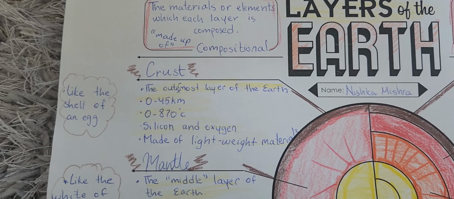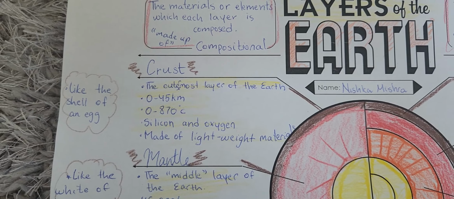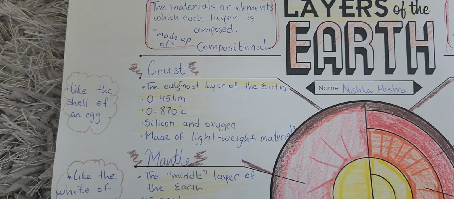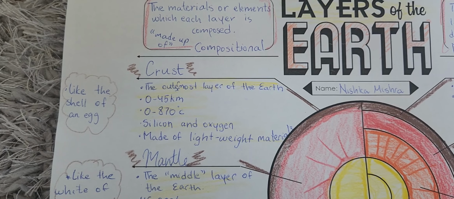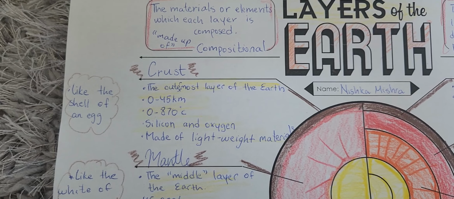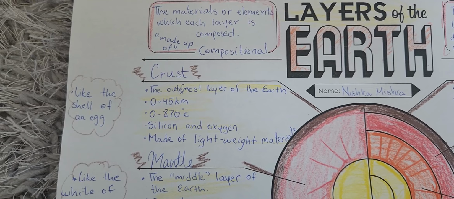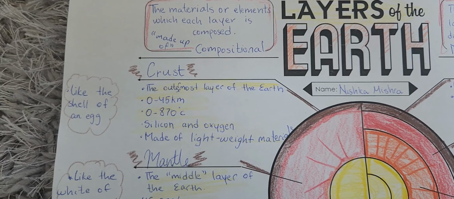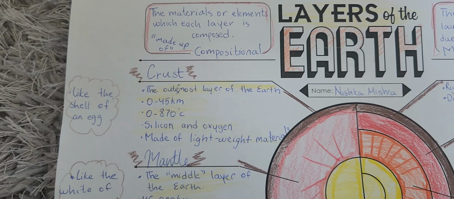First, we have crust. The crust is the outermost layer of the Earth. It is about 0 to 45 kilometers deep. The temperature is about 0 degrees Celsius to 870 degrees Celsius. The crust is made up of silicon and oxygen.